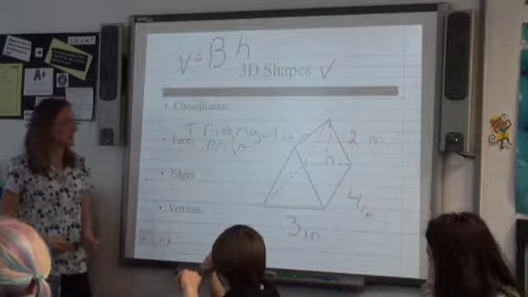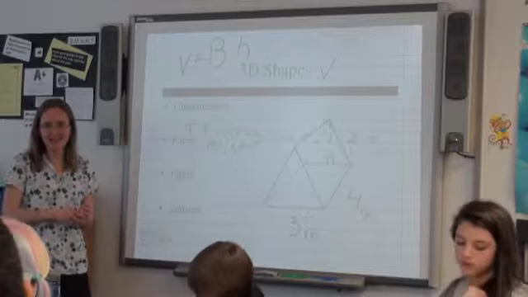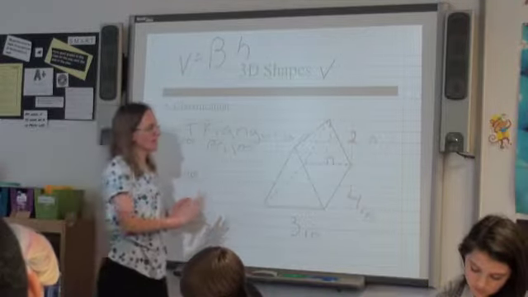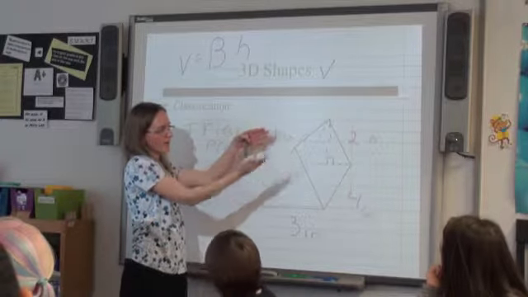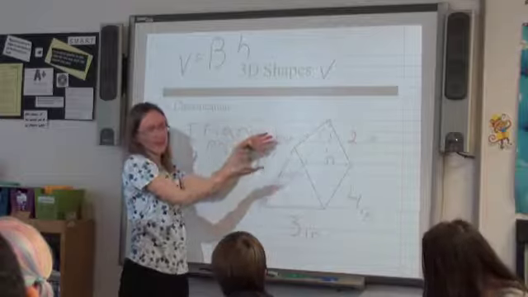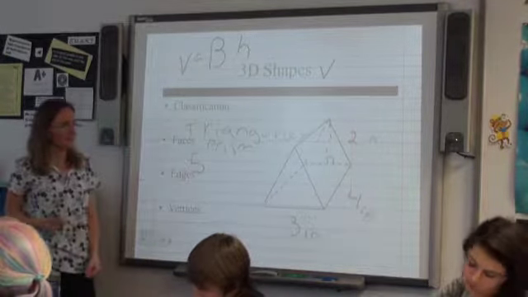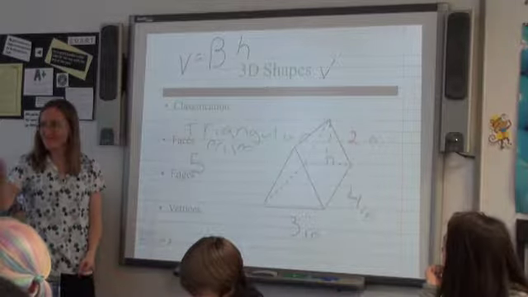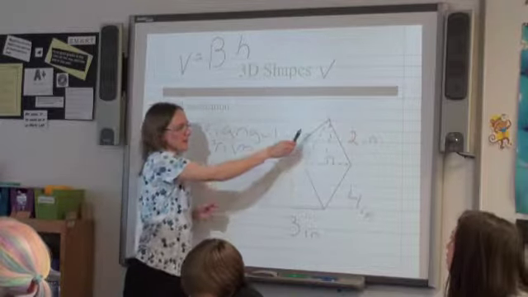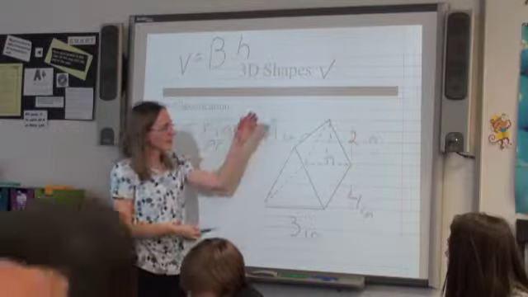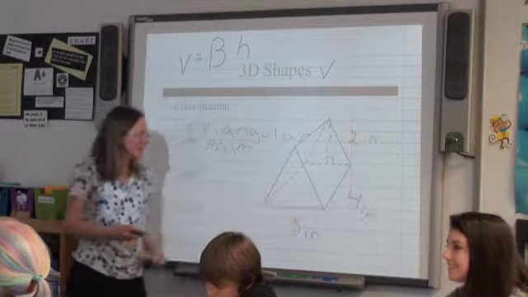Alright, how many faces does it have? Any guesses? Nate? 5. 5? So we have a triangle in the front and a triangle in the back. And we have 3 rectangles. So that'd be 5. How many edges are there going to be? 8? Let's see. 1, 2, 3, 4, 5, 6 of the 2 triangles. 7, 8, 9. There's 9. Close.